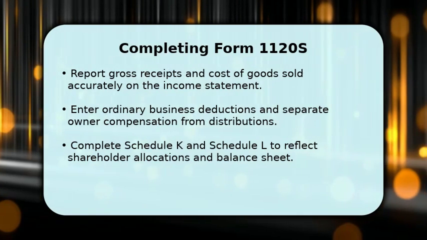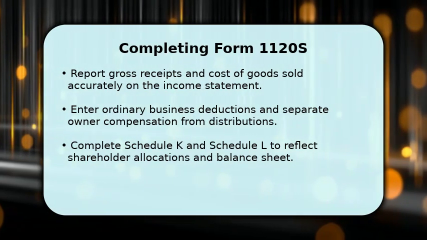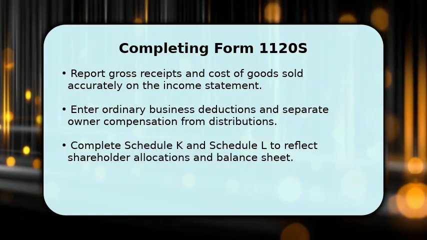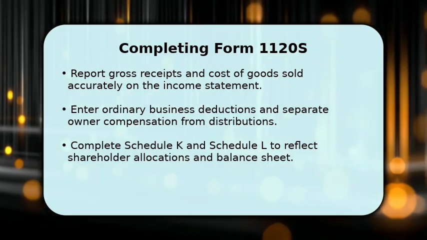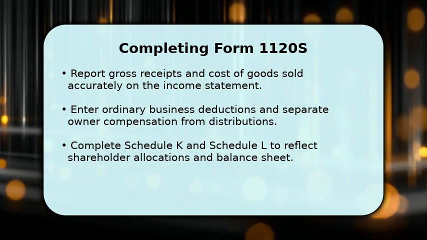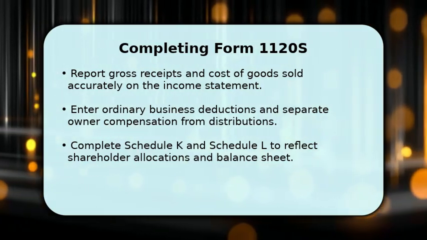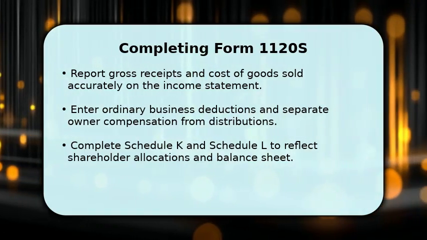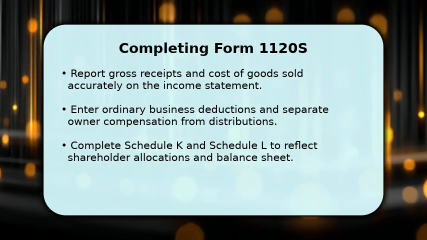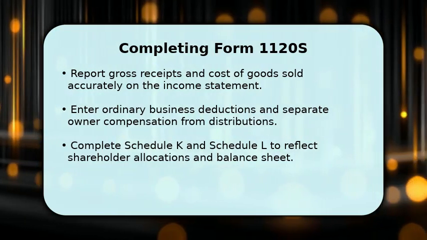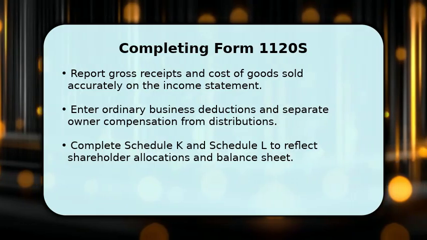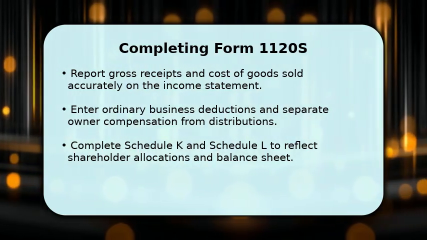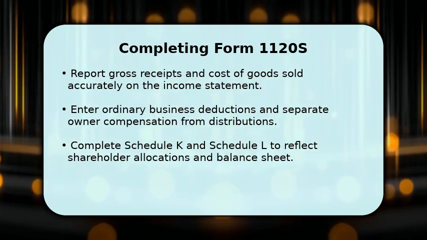Start by entering gross receipts, returns, and cost of goods sold, which sets your taxable income baseline. Next, add ordinary business deductions, payroll, and owner wages, being careful to distinguish distributions. Fill Schedule K to allocate income and credits to shareholders, and complete Schedule L for balance sheet accuracy. Double-check totals, carrybacks, and carryforwards, and verify that shareholder basis supports distributions before proceeding to filing and signatures.